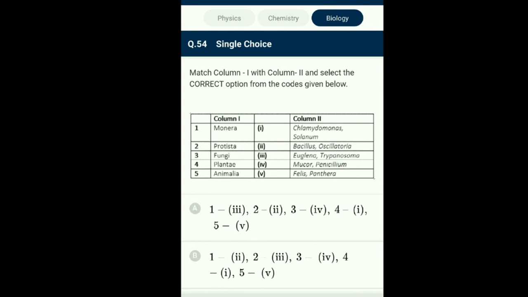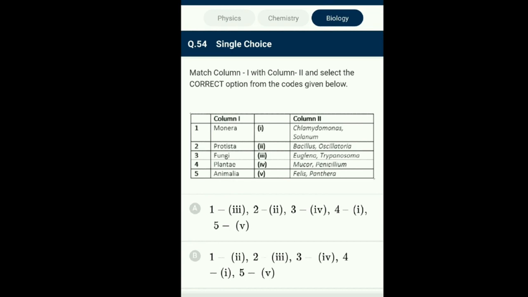Then kingdom Protista. The kingdom Protista includes all single-celled eukaryotic protozoans, euglenoids, and dinoflagellates. Organisms in the kingdom are primarily aquatic and some show presence of flagella and cilia. Euglena and Trypanosoma come under the kingdom Protista. Then the third one, kingdom Plantae, includes all chlorophyll-containing eukaryotes. It also includes the thallophytes like algae, such as Chlamydomonas. Solanum is an economically important plant genus which includes potato and tomato.